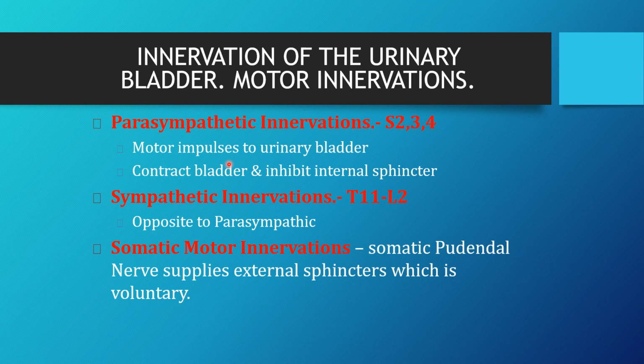Parasympathetic arises from S2 to S4. So these will carry motor impulses which contract the bladder and inhibit the internal sphincter. And sympathetic innervation is exactly opposite to parasympathetic. So they carry motor impulses, but they do not contract the bladder, they relax the bladder and excite the internal sphincter. And somatic motor innervation, the pudendal nerve, supplies the external sphincter, which is voluntary.